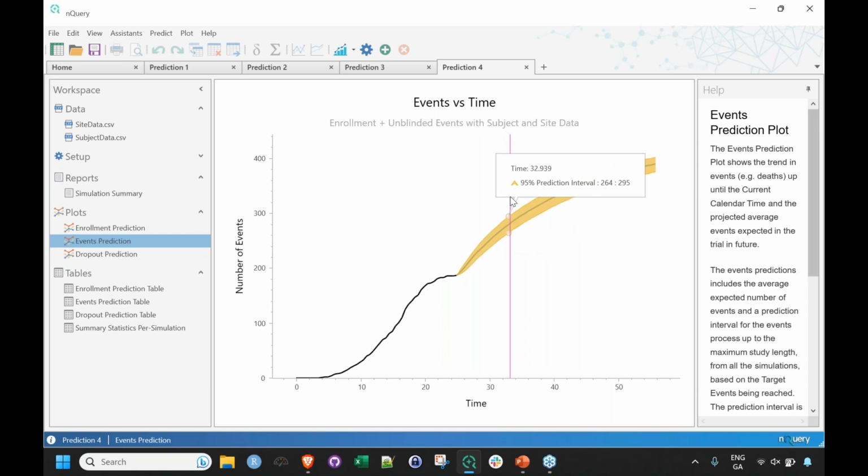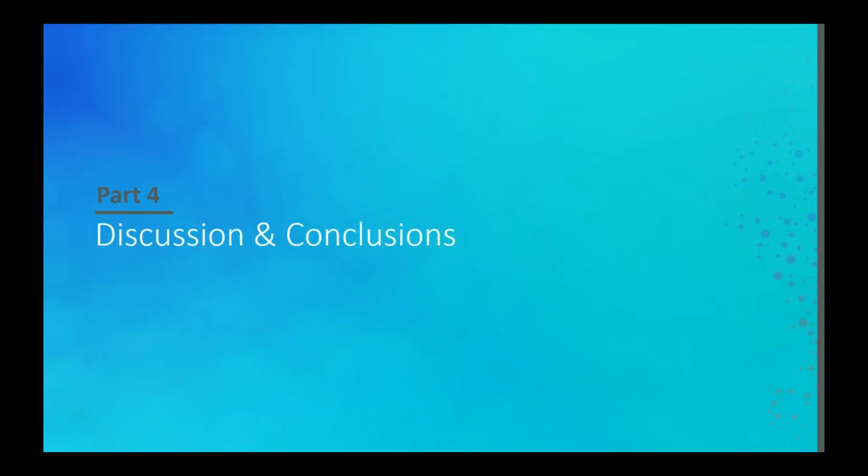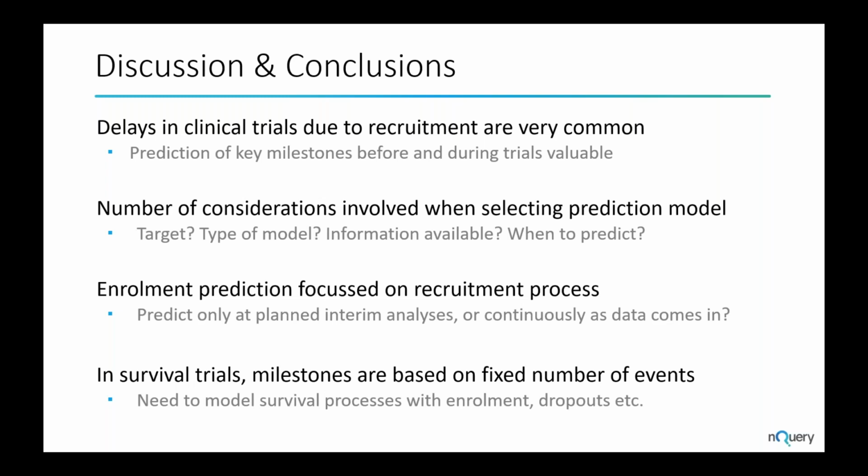Okay, so we're almost out of time. So I'm going to leave the demonstration here and just briefly wrap up with some concluding remarks. So we've been looking at how delays in clinical trials are very common and how making predictions about when key milestones will occur is one of the best ways to monitor your progress and estimate when your trial will finish.